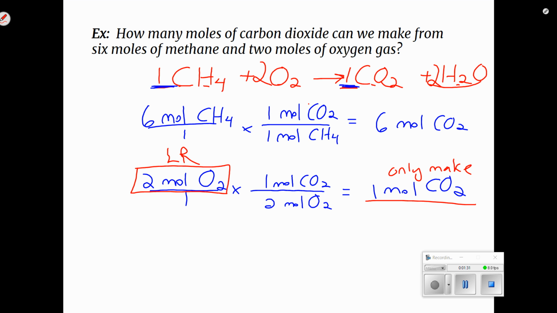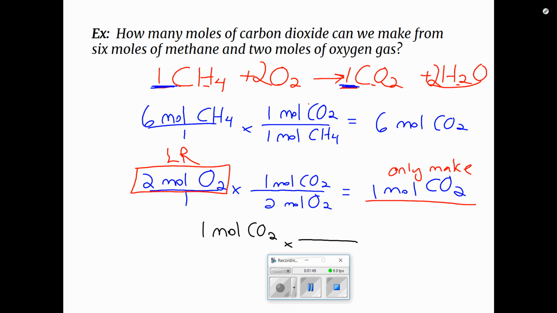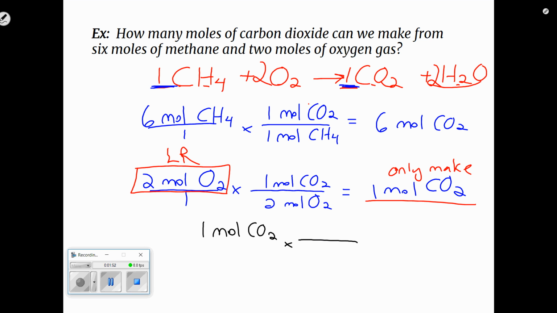So I might want to figure out what's left over. And if I want to figure out what's left over, I work backwards. I take my 1 mole of CO2 that I know I can make, and I'm going to go backwards to figure out how much excess methane I have. So I will see that I have 1 mole of CH4 for every 1 mole of CO2. So that means that I will have used 1 mole of CH4 used up.